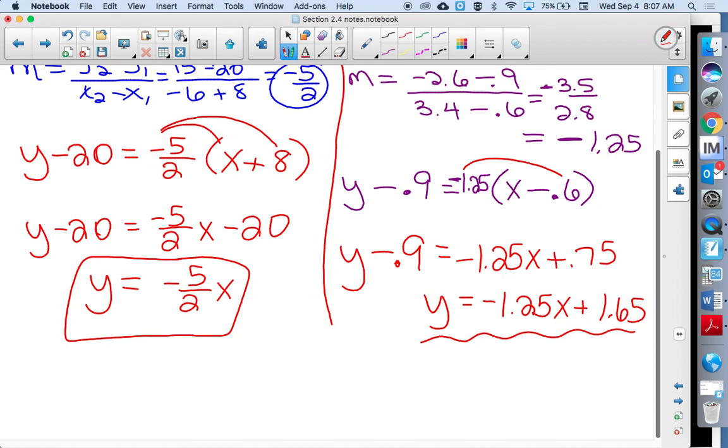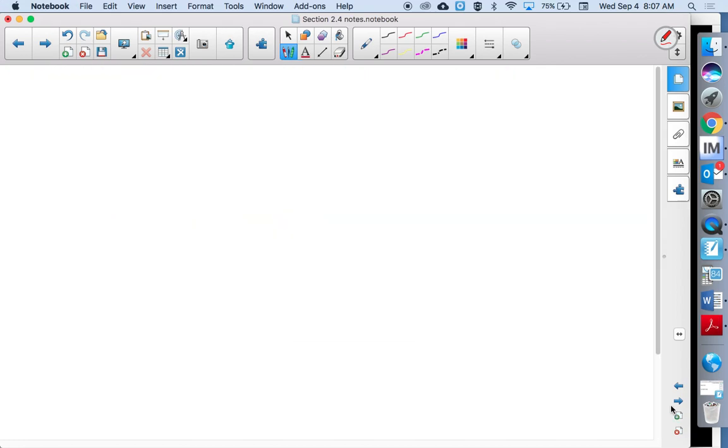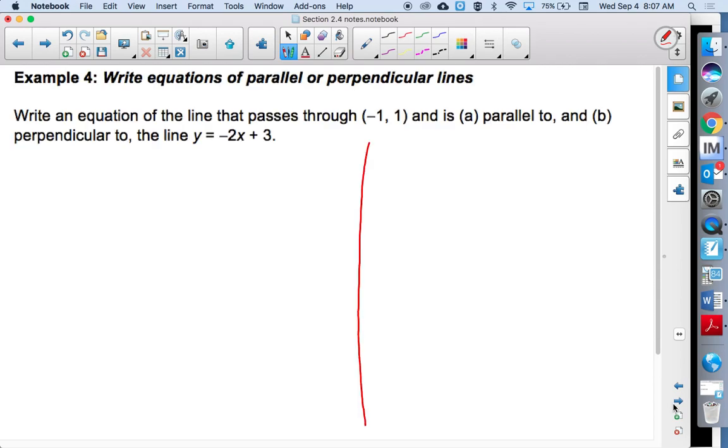So the final option that's on there, besides a little application problem at the bottom, is what to do if you're trying to have parallel or perpendicular lines. So now I have 2 lines that we're trying to create to become parallel or perpendicular. It gives us information that you have a point, and then you have an equation. And that equation represents our first line. So our first line is y equals negative 2x plus 3.